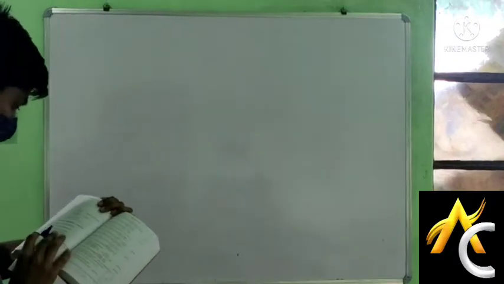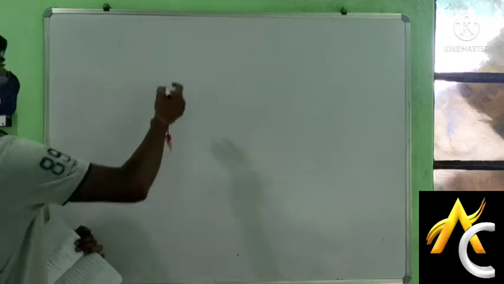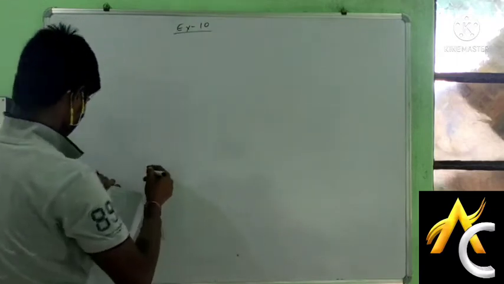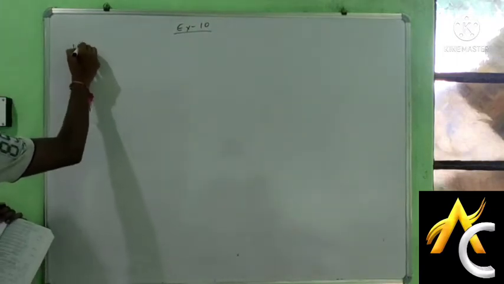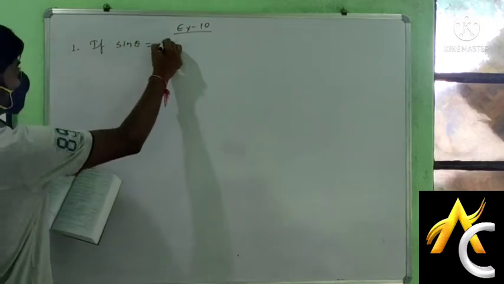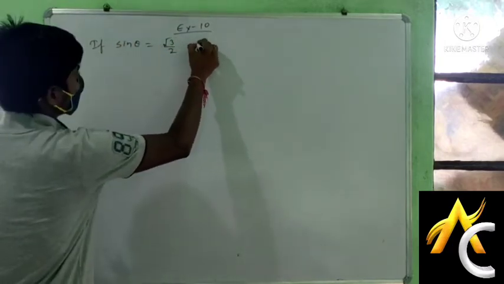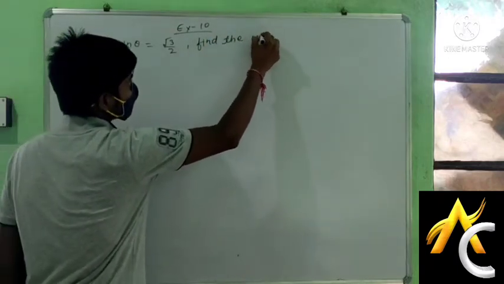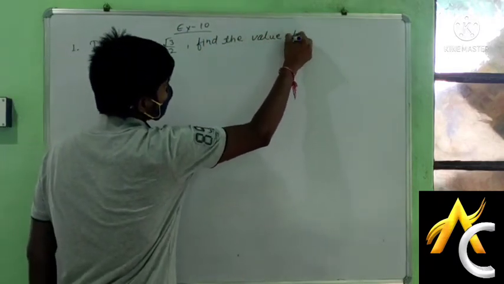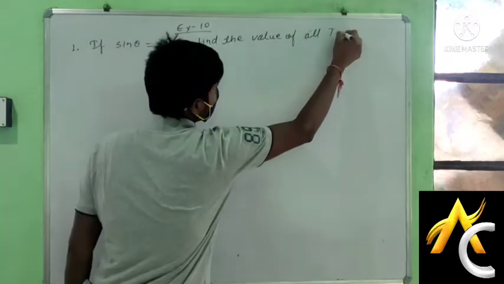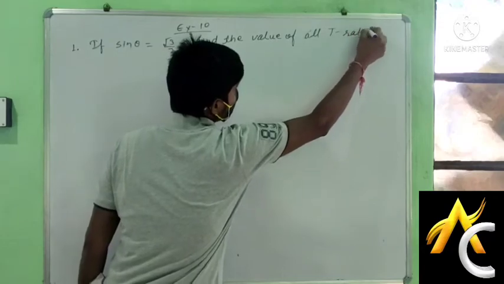Now question number 1 of exercise 10 RS Agarwal. Question number 1 is, if sin theta is equal to root 3 by 2, find the value of all trigonometric ratios. T ratio stands for trigonometric ratios.